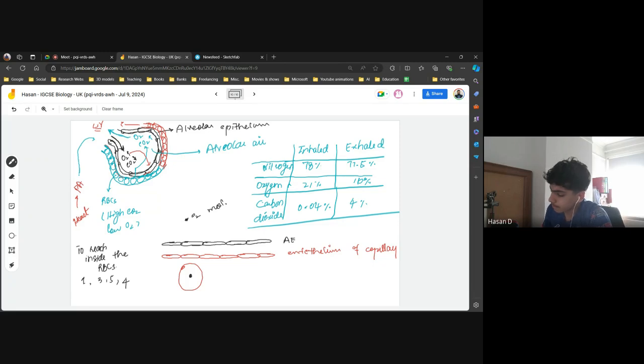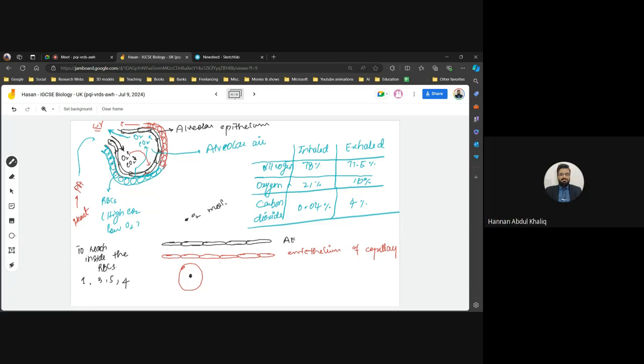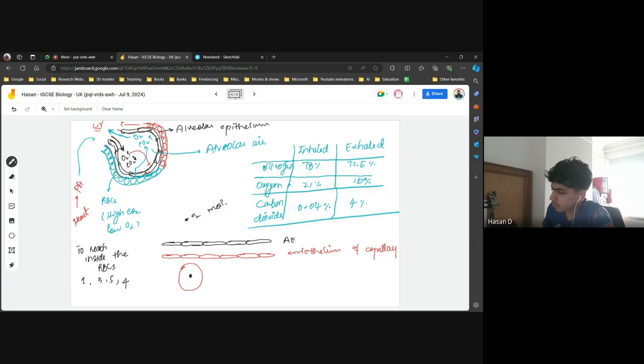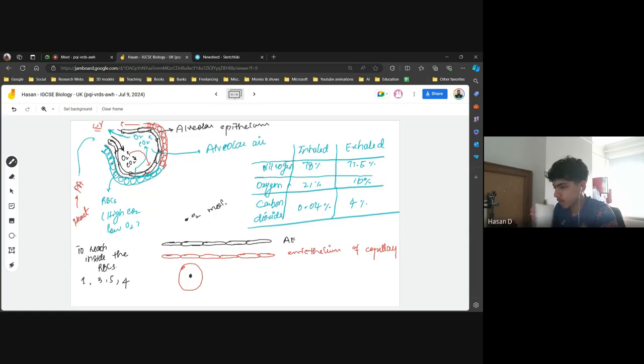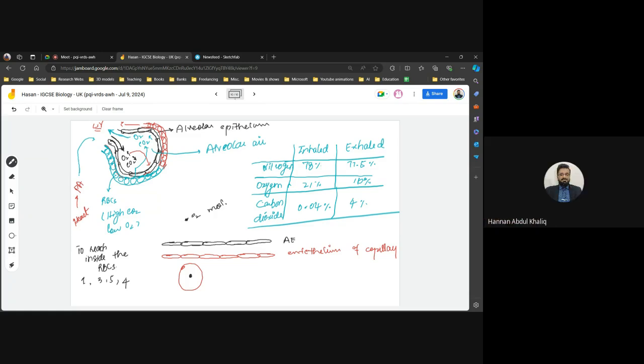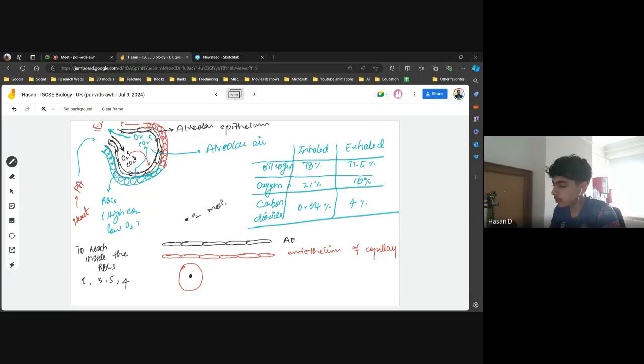I'm not sure. Okay, any guess? One or three? Three. Let's figure it out. Would the oxygen have to pass the cell membrane? Yeah, it would. And why are you saying that, by the way? Because it's diffusion, right? So it has to pass the cell membrane.